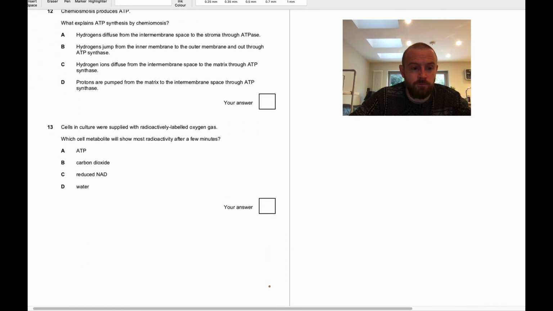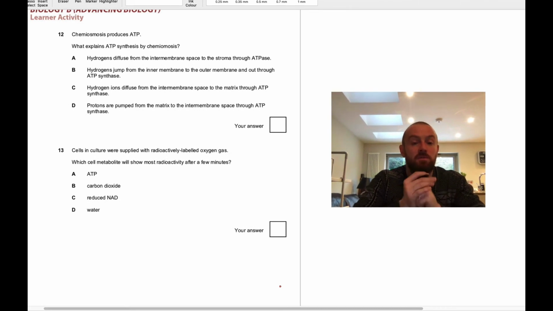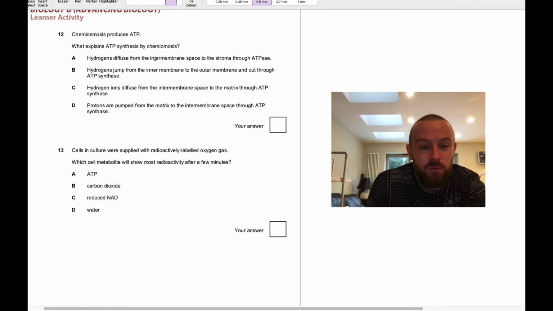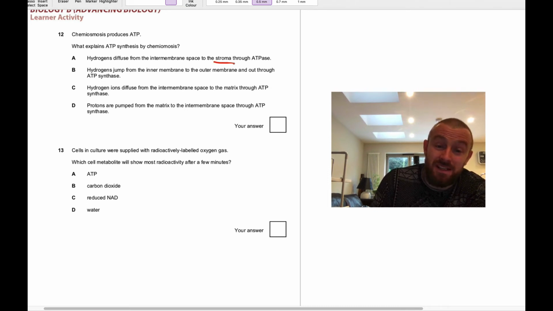Moving on. 12. Chemiosmosis produces ATP. What explains ATP synthesis by chemiosmosis? This is really a spot the errors question. When you read the sentence, spot the error. A: hydrogens diffuse from the intermembrane space to the stroma through the ATPase. Now, if you just read A and weren't paying attention, you might have missed that and just went, oh yeah, A. The stroma, that is chloroplast. So we're not talking about chloroplast, we're talking about respiration right now in this question.